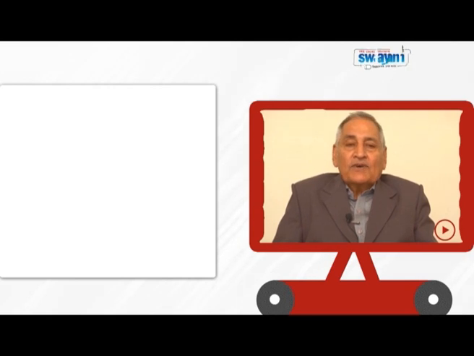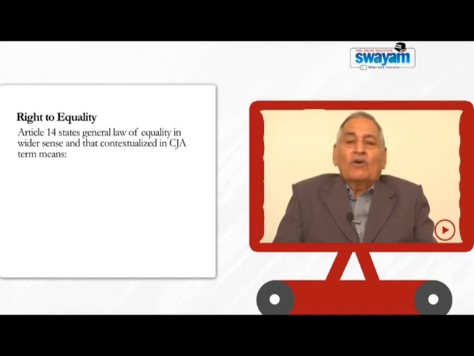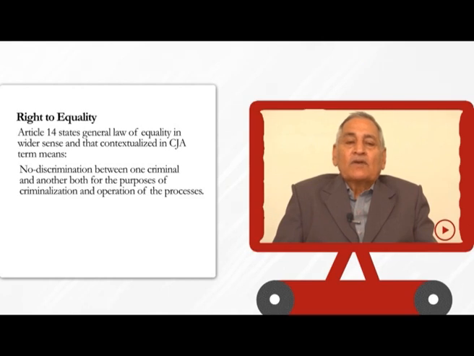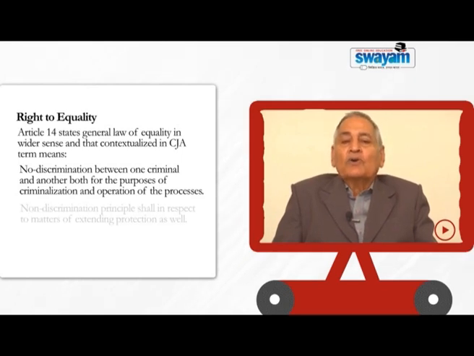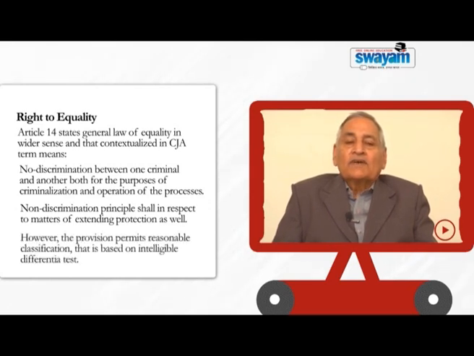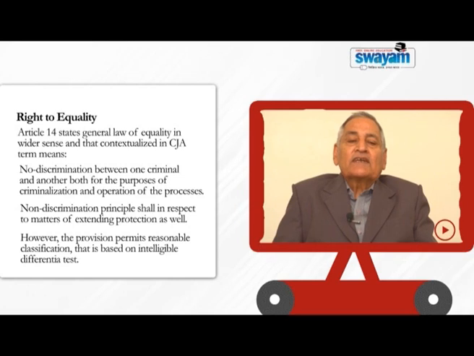Now, the fourth constitutional foundation is the right to equality. Article 14 states the general law of equality in a wider sense, and contextualized in criminal justice administration it means, first, no discrimination between one criminal and another, both for the purposes of criminalization and operation of the processes. Second, the no-discrimination principle shall apply in respect of matters of extending protection as well. Third, however, the provision permits reasonable classification that is based on the intelligible differentia test.